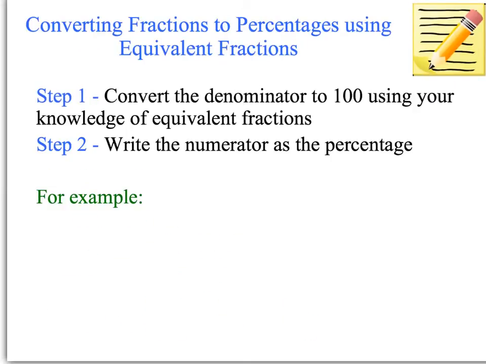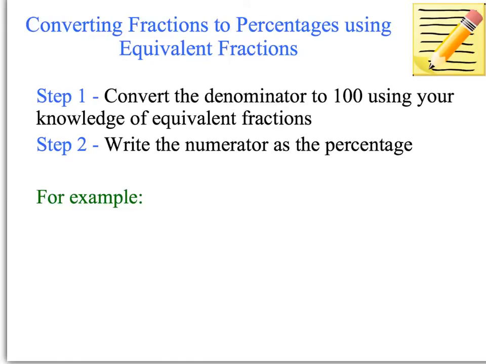Now we're converting fractions to percentages. We know a little bit about this already, because when we were dealing with decimals, we looked at this. We're converting fractions to percentages by using equivalent fractions. The first step is to convert the denominator to 100 using your knowledge of equivalent fractions. And then you write the numerator as a percentage, because it's out of 100, therefore the numerator will be the percentage. So let's do an example.